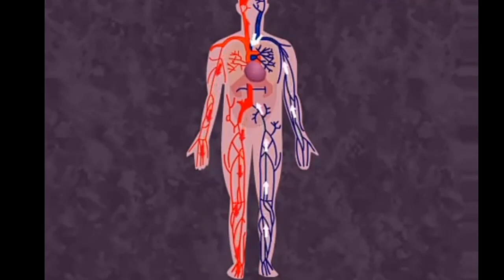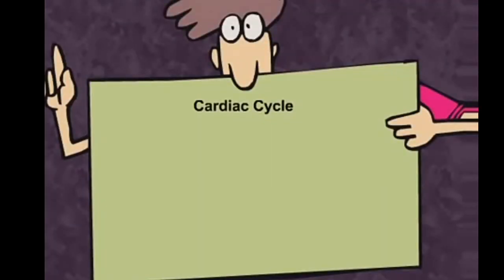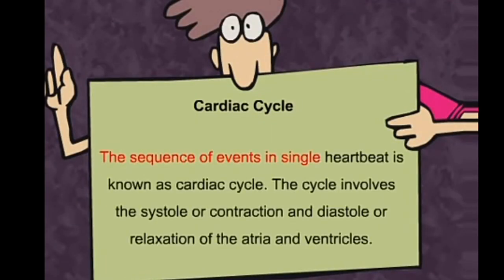Let us see about the cardiac cycle with the help of a video. Our heart is an important component of the cardiovascular system. It creates pressure every time it beats. This pressure moves the blood to every cell in our body. Now let us see what the cardiac cycle is. The sequence of events in a single heartbeat is known as the cardiac cycle. This cycle involves the systole or contraction and diastole or relaxation of atria and ventricles.